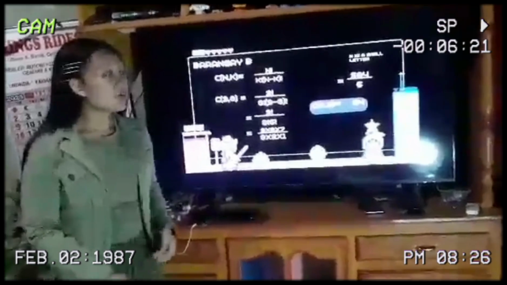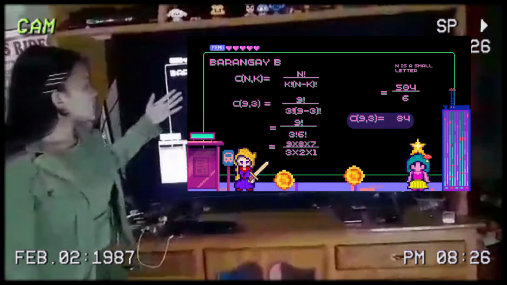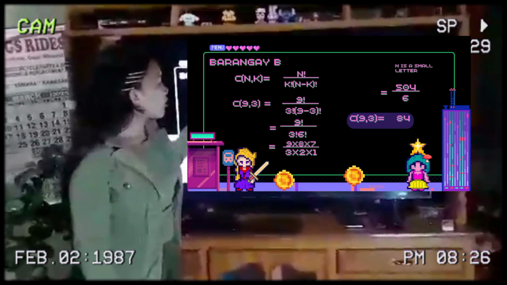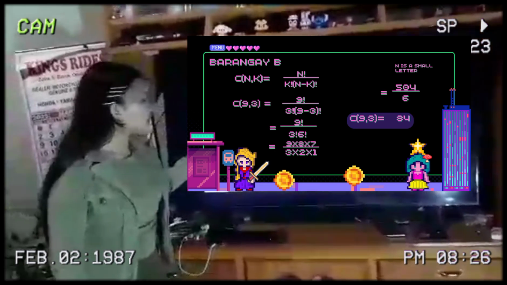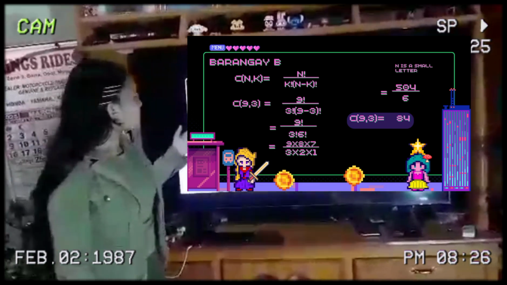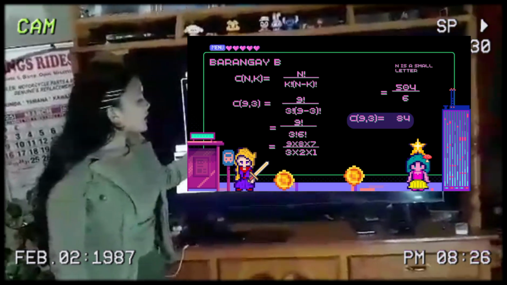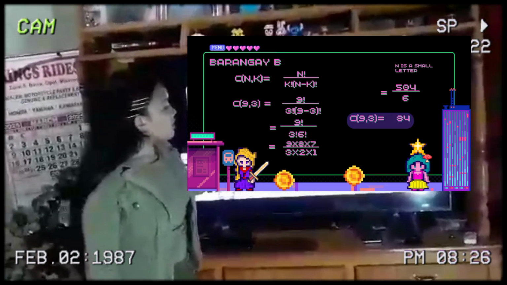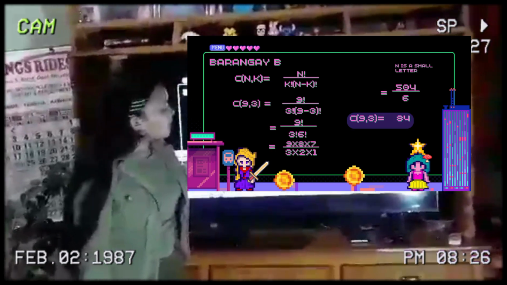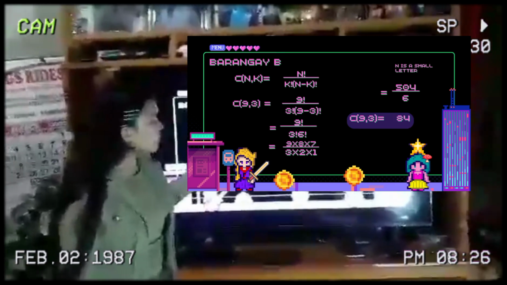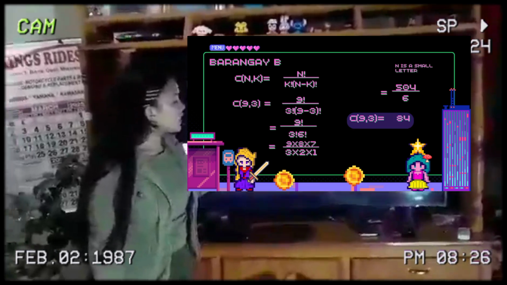And now, let us solve for barangay B. The same formula will be used. C of n and k is equal to n factorial over k factorial and n minus k factorial. We substitute the given values. So, C of 9 and 3 is equal to 9 factorial over 3 factorial and 9 minus 3 factorial. Same as before, we first copy the 9 factorial and the 3 factorial. Then 9 minus 3 factorial is equal to 6 factorial.